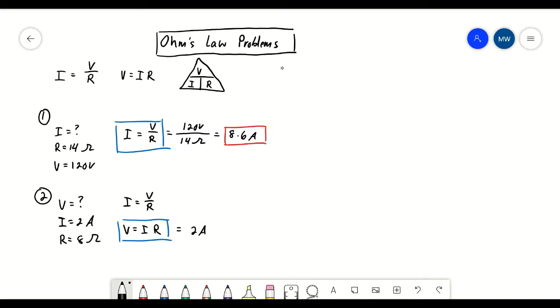We have our 2 amp current. We've got our 8 ohm resistance. And 2 times 8 is 16. We're looking for voltage, so the unit is going to be volts. And I bet that you can make your omegas look better than mine. Those are pretty terrible.